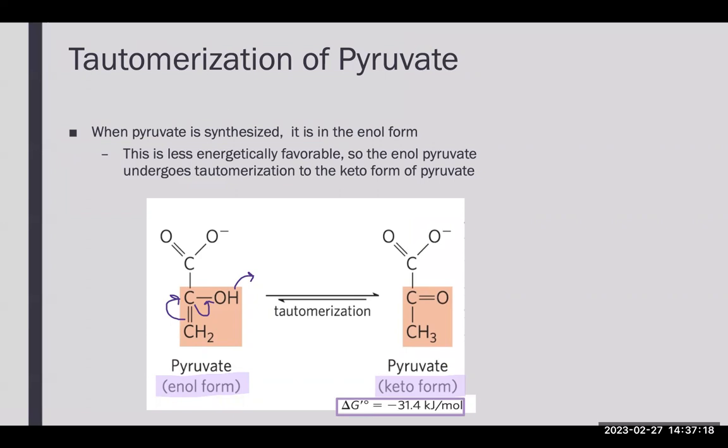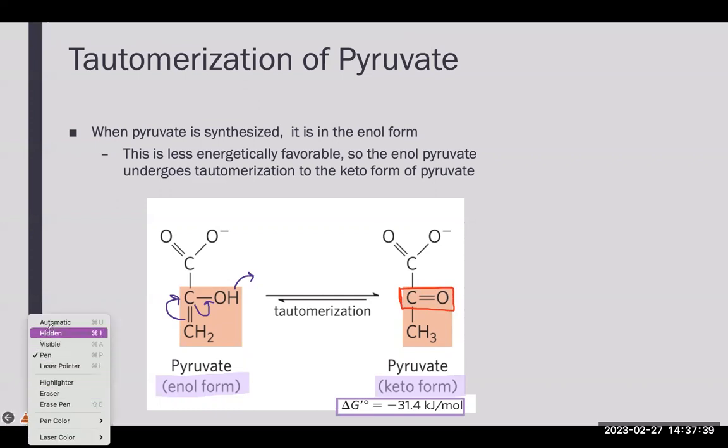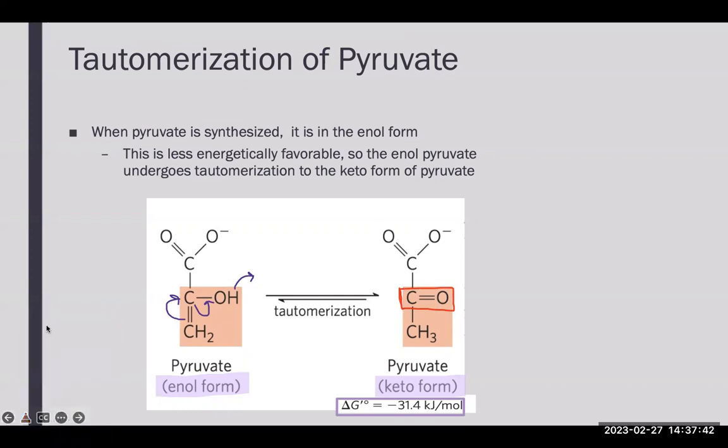So to combat this, enol pyruvate will undergo the process of tautomerization, and this generates the keto form of the pyruvate. You can tell it's the keto form of the pyruvate because there is a ketone group, or a carbon double bonded to an oxygen, off the central carbon of this molecule. This is incredibly high energy. It's negative 31.4 kilojoules per mole. So that is why it's so favorable. That energy can then be put towards, as I said before, biological and cellular processes. So while this is a separate step in the glycolysis pathway, it's not written as such.